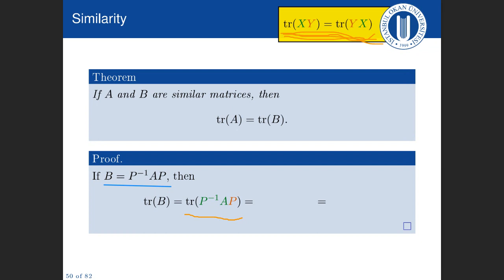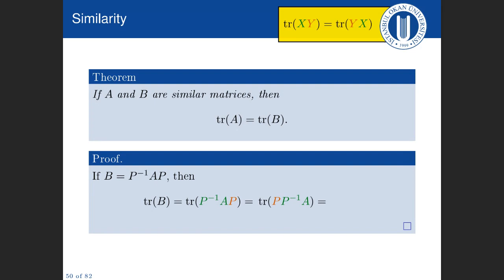And the previous lemma said we can swap these. Instead of green, orange, we could have orange and then green. This is the same as the trace of P P inverse A. But P and P inverse, of course, just cancel out, and we're left with the trace of A.